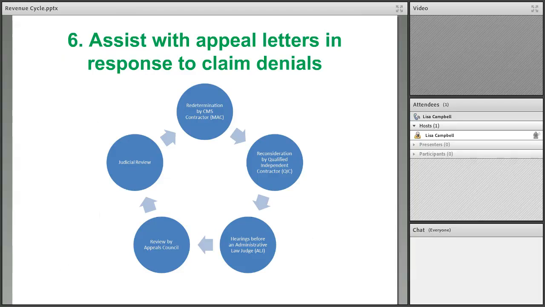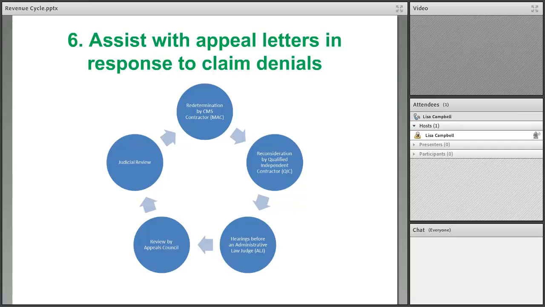Number 6, assists with appeal letters in response to claim denials. This diagram is representative of the claims denial appeal process for CMS. The very first thing that happens if we want to appeal a denied claim is that we send it initially to our Medicare administrative contractor, which we call the MAC. Let's say they've denied the claim. We appeal it with supporting documentation, and they still say, no, we're not going to pay for that claim.